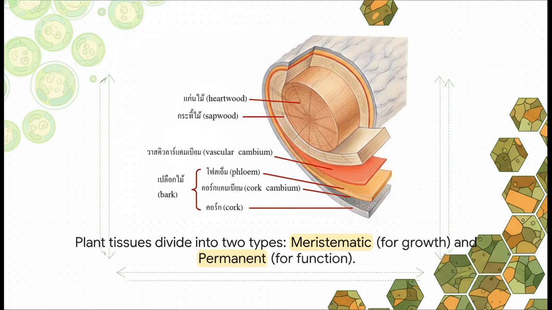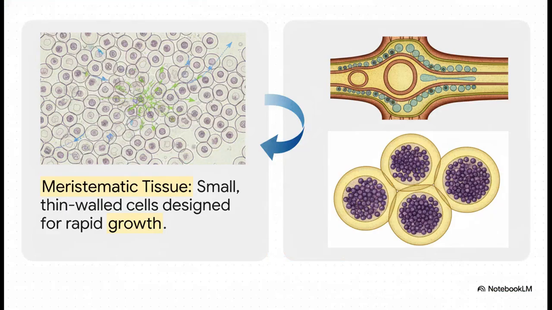Okay, so the plant blueprint is basically broken down into two main categories. You can see it right here in this cross-section of a stem. You've got meristematic tissue, which is all about growth. Think of them like plant stem cells. And then you have permanent tissue, where the cells have grown up and gotten specialized jobs, like forming bark or wood or transport vessels.